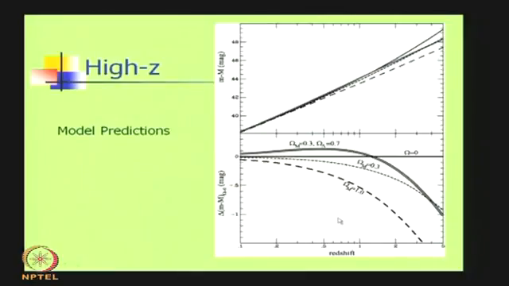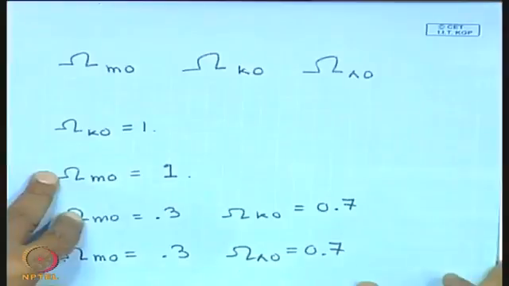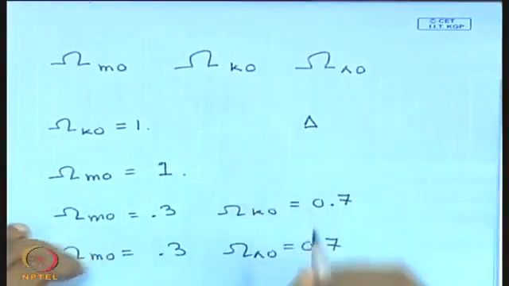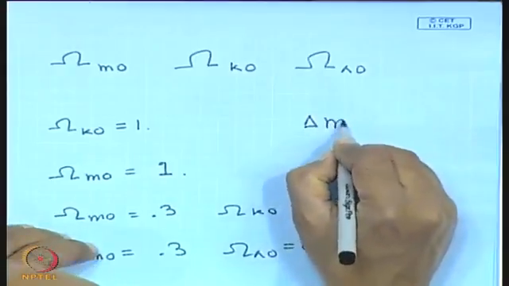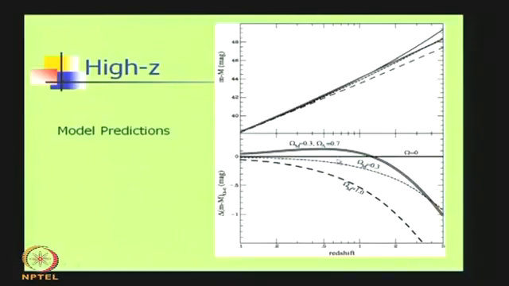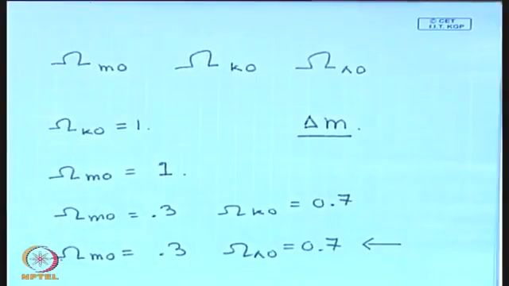The lower panel shows you the difference in the distance modulus. See, the main point is that the luminosity distance turns out to be different in these four models, and the luminosity distance is maximum in this range for this model.